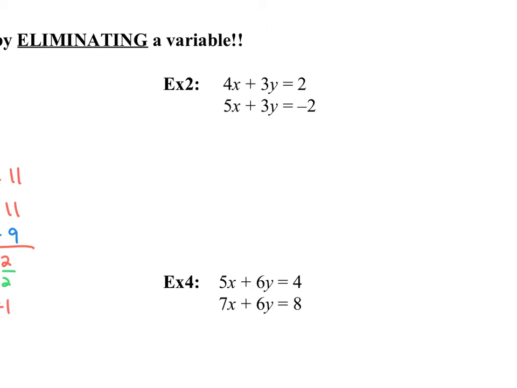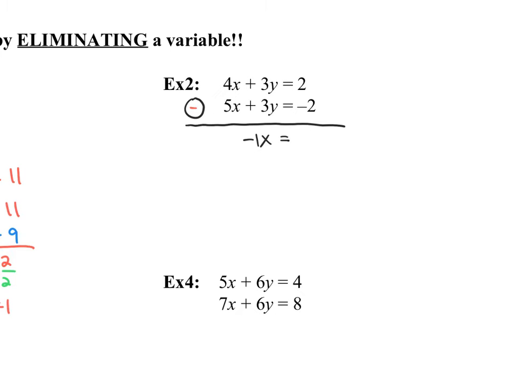On example 2, I noticed that I have 3y and 3y, which means that I could actually subtract these equations from each other in order to cause them to eliminate. So I would draw my line, I would put my circle, and inside that circle I would put a subtraction sign to show myself that that's what I'm doing. 4x minus 5x would be negative 1x. 3y minus 3y would cancel. My equal sign would come straight down.